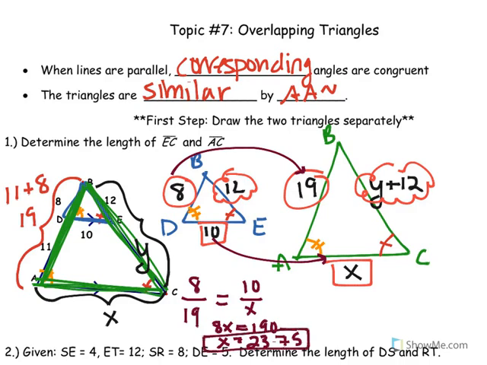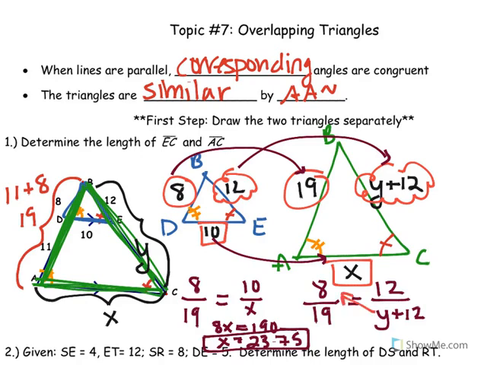Let's set up another proportion to solve for Y. I know 8 to 19 has to equal 12 to Y plus 12. Cross products are the best way to solve this problem, especially when I have an expression like this in the denominator. So let's cross multiply. We're going to do 8 times Y plus 12, and that's going to equal 19 times 12, which is 228.